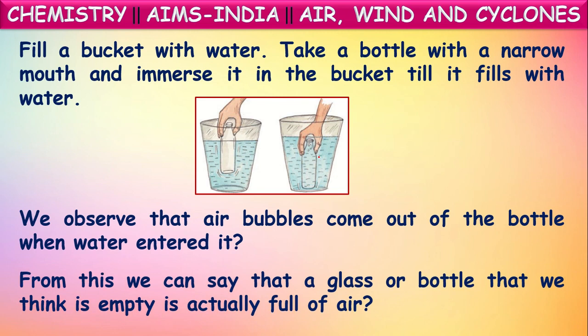From this we can say that a glass or bottle that we think is empty is actually full of air. In this experiment we have taken an empty bottle, but actually it contains air. It is full of air. So those bottles or glasses which we say are empty are not actually empty. They contain air, and that air occupies space. That is why in the previous experiment the crumbled paper won't get wet, because the air present in that glass is not allowing the water to enter inside. And here also the bottle is filled when the air escapes out. Then only water enters into the bottle and it is filled with water.